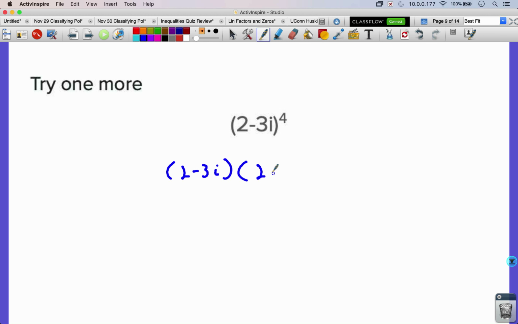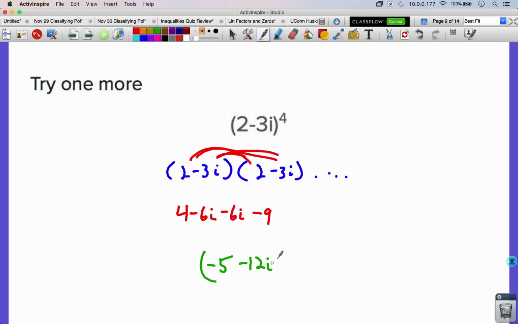I'm going to do 2 minus 3i times 2 minus 3i, dot, dot, dot, because I've got 2 more of those, but I'm just going to distribute the first 2. So first, outside, inside, last, I get 4 minus 6i minus 6i. And here, let's see if we can do this in our head. Negative 3i times negative 3i would become a positive 9i squared, but the i squared would be a negative 1, so that would become a minus 9. So now this would become a negative 5 minus 12i. And because it's to the power of 4, I would have done this again over here, got another negative 5 minus 12i.